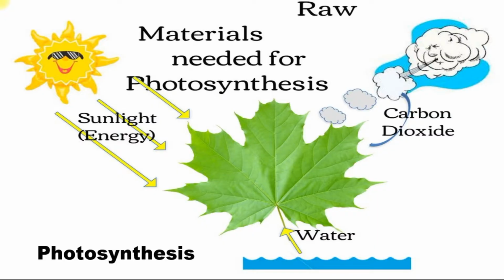Now we'll see how plants prepare food. Plants take the help of certain raw materials from the surroundings. What are the raw materials, do you think? They are carbon dioxide from the atmosphere, energy from the sun, water and minerals from the soil, and chlorophyll. Chlorophyll is a green color pigment in the leaves. So the process of preparing food by using all these raw materials is called photosynthesis. Here photo means light, synthesis means to make.